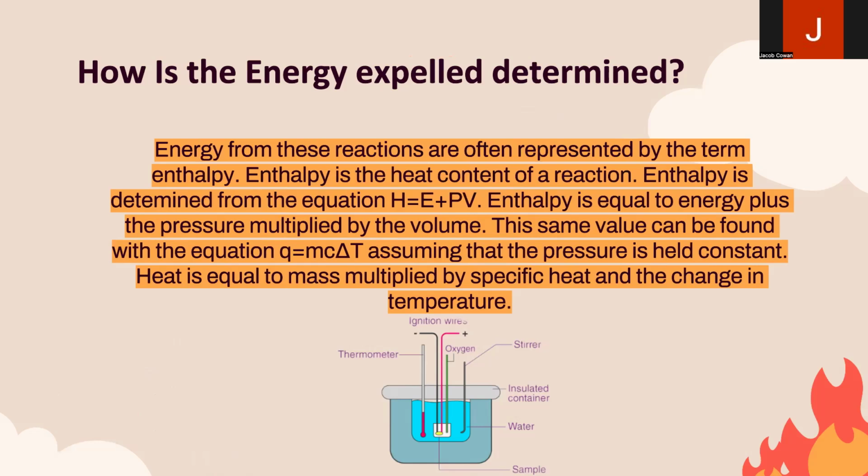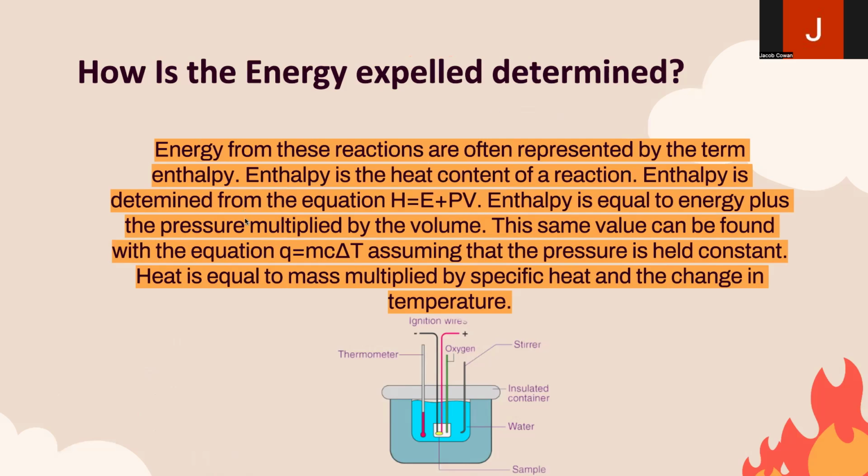The same value can be found with the equation Q equals mc delta T. But the only thing different here is that you have to assume that the pressure is held constant in the system. So if the pressure changes, this Q will not be the same. If pressure is constant, Q will end up being the exact same as that H.